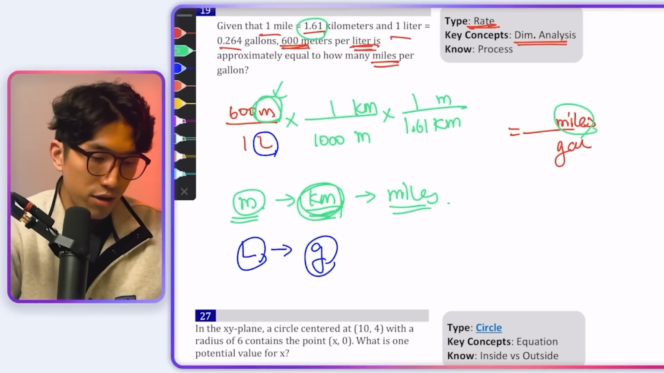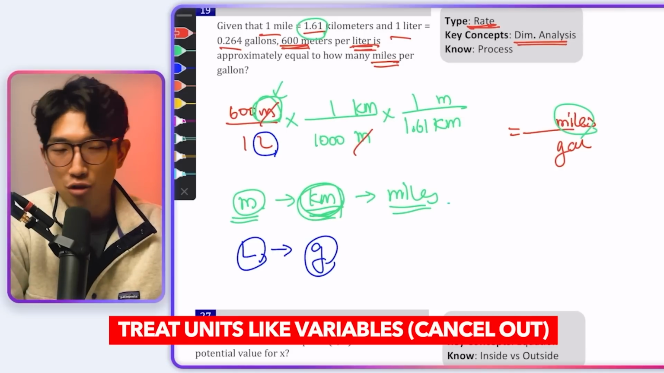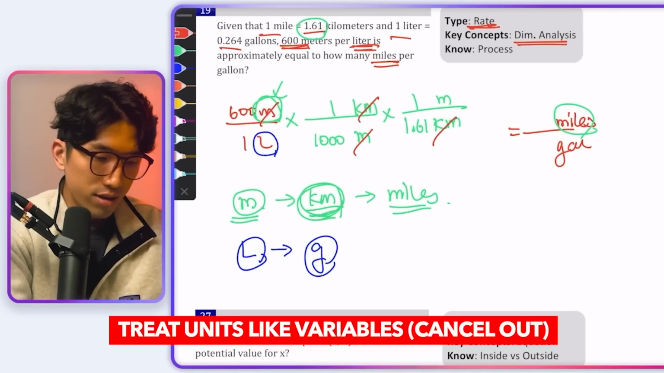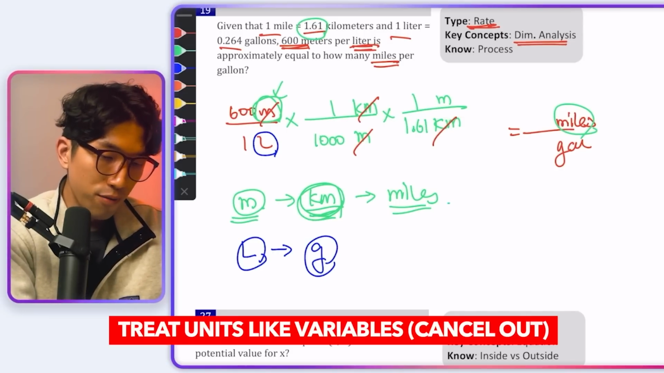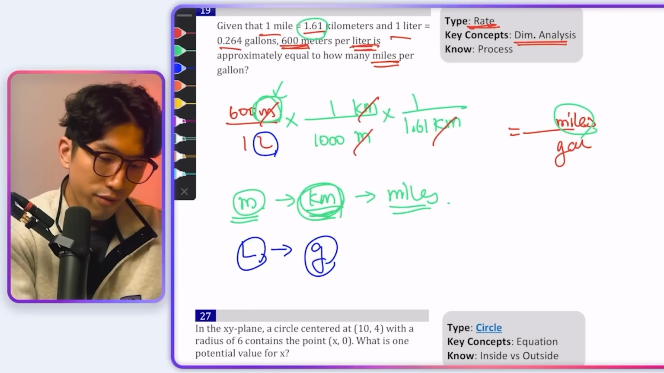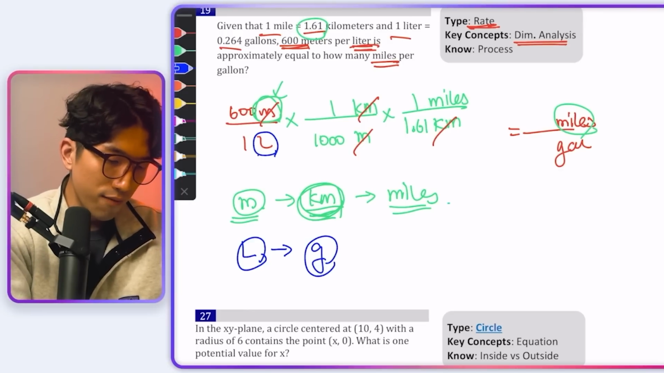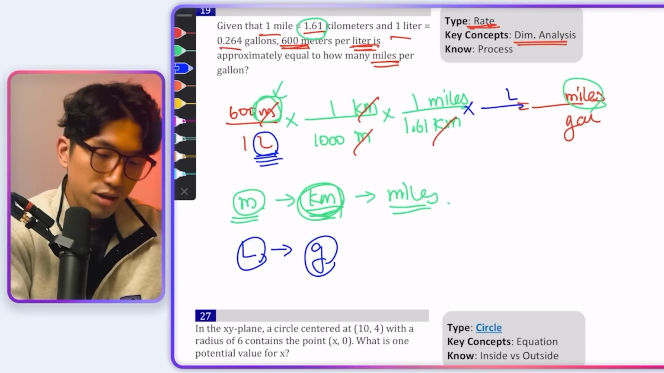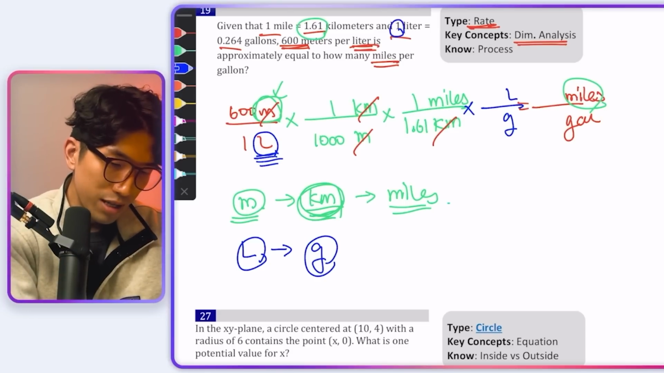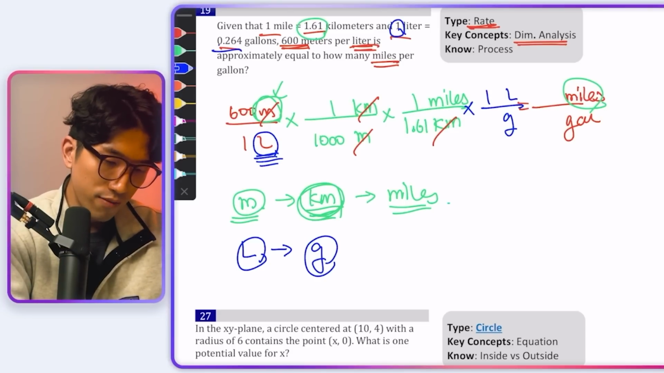And what ends up happening here is that the units are like variables. Meters get crossed out. Kilometers get crossed out. And at the end, you are left with miles. So that's going to be your final unit. And we're going to do the same thing for the liters. So we're going to put liters on the opposite side, and then we're going to put gallon at the bottom. So we know the relationship is 1 liter is going to be 0.264.